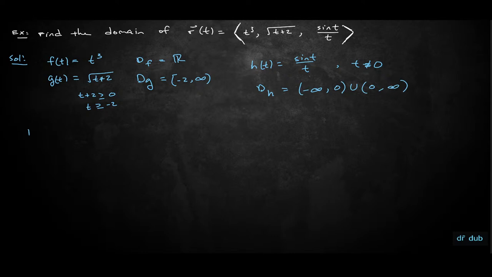So then D is going to be the intersection of all these: D sub f intersected with D sub g intersected with D sub h. So I've got to be larger than or equal to negative 2, but I can't be 0. So I'm going to be negative 2 to 0, not including 0, union 0 to infinity. And that's our domain.